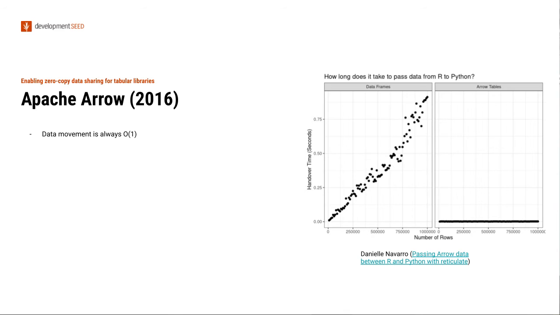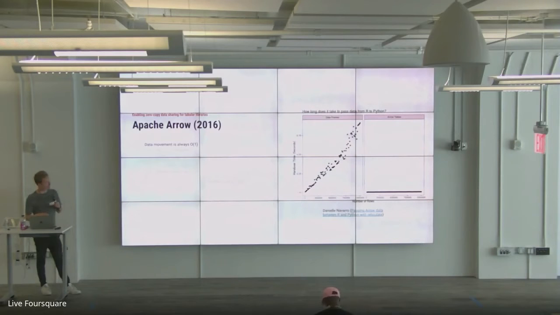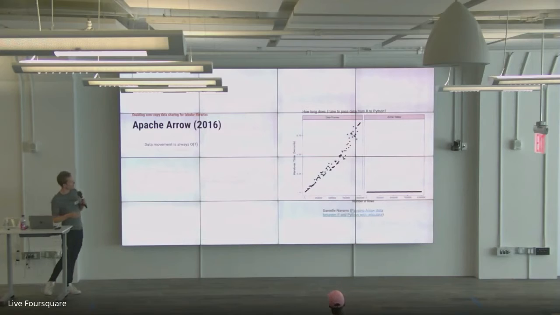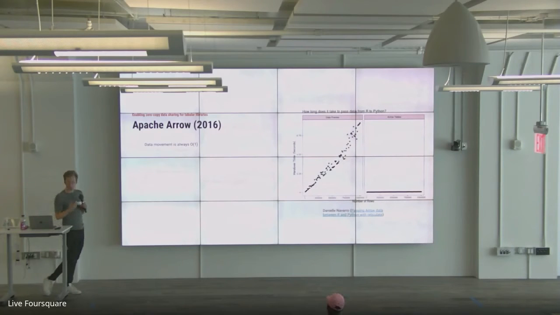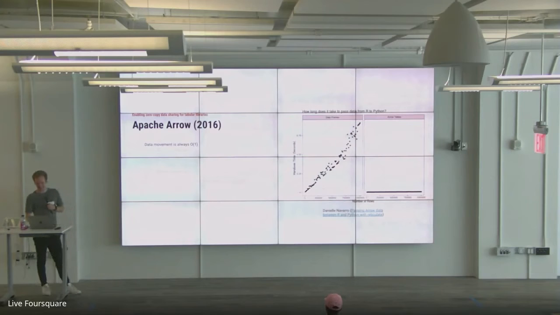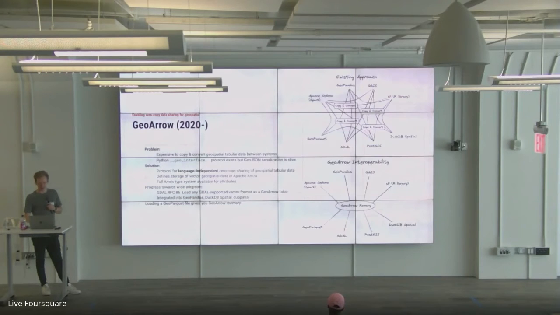As an example of how fast it is to move this data, this is an example from a blog post showing moving data between Python and R. When you had a data frame that you had to copy, you have O(n) time complexity. But when you're using an Arrow data frame on both sides, it's just changing the ownership of the pointer, and it's essentially completely free to move data between Python and R.